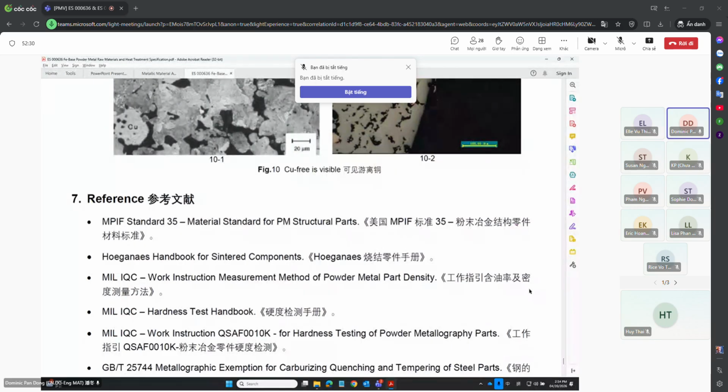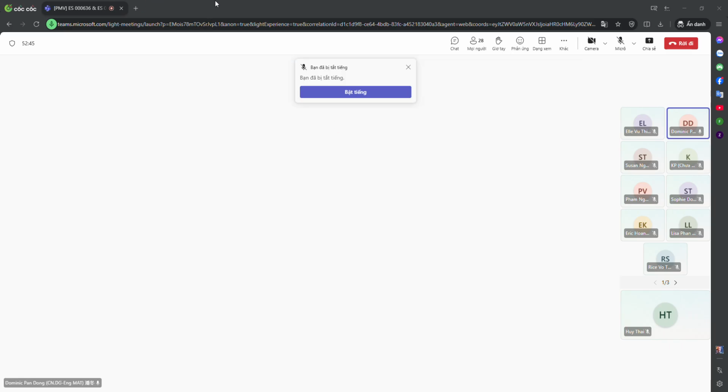Okay, so now I have quickly gone through the powder metal heat treatment process and, of course, a quick introduction of our ES standard for heat treatment of powder metal parts. So, hey guys, do you have any questions or any topic to talk about?